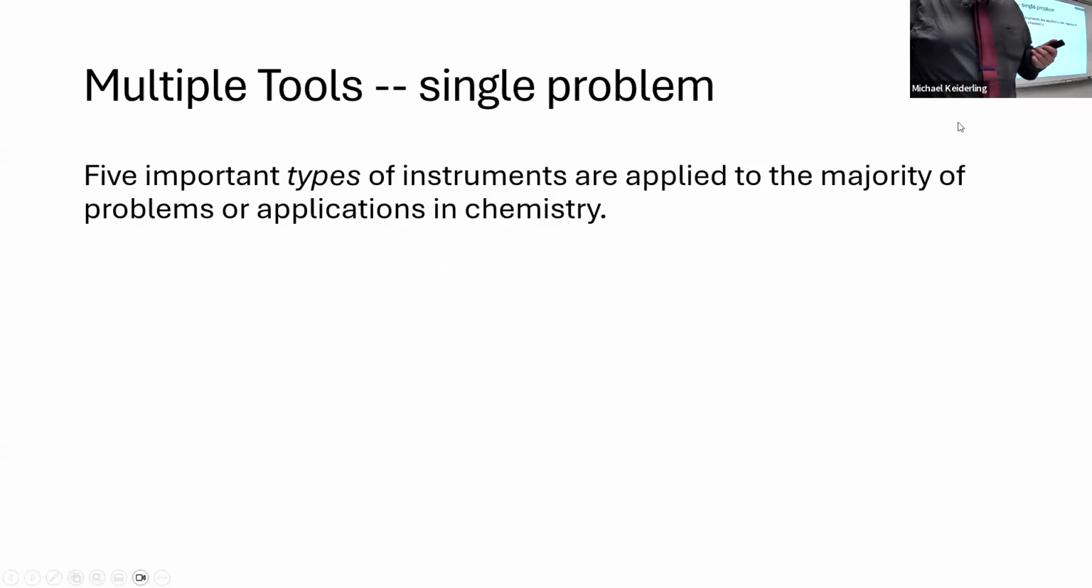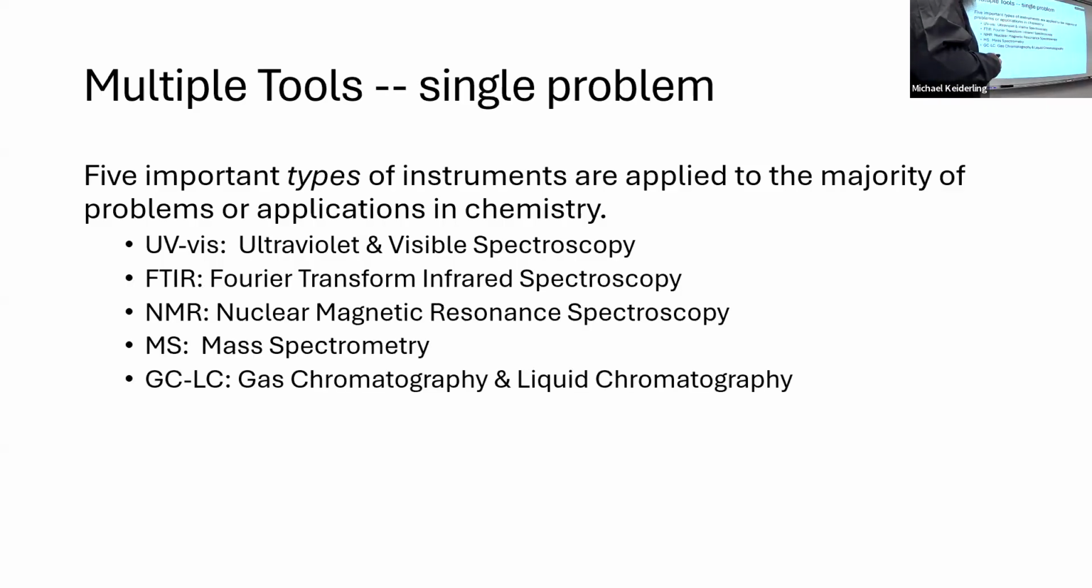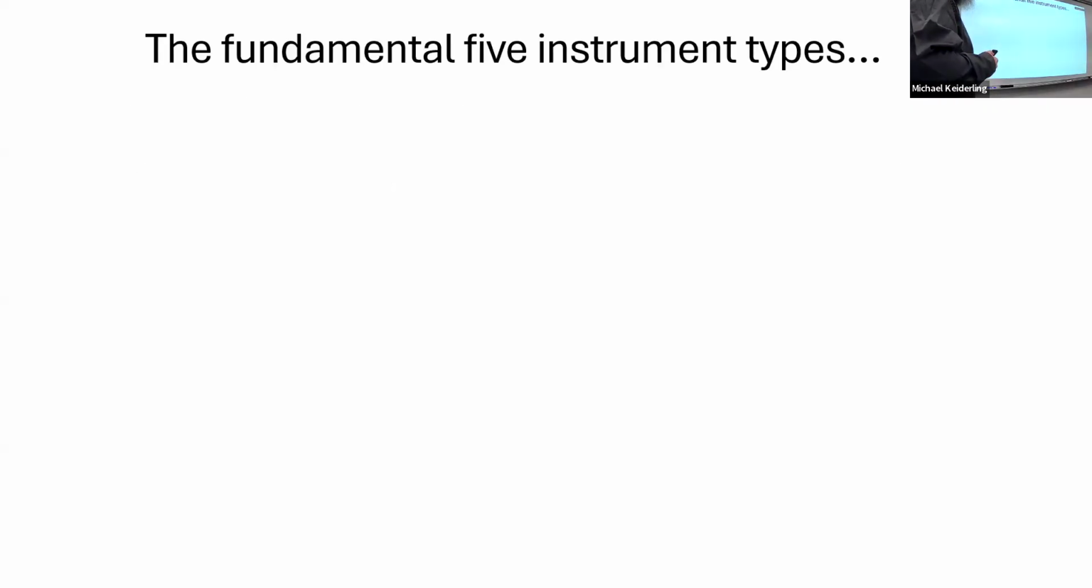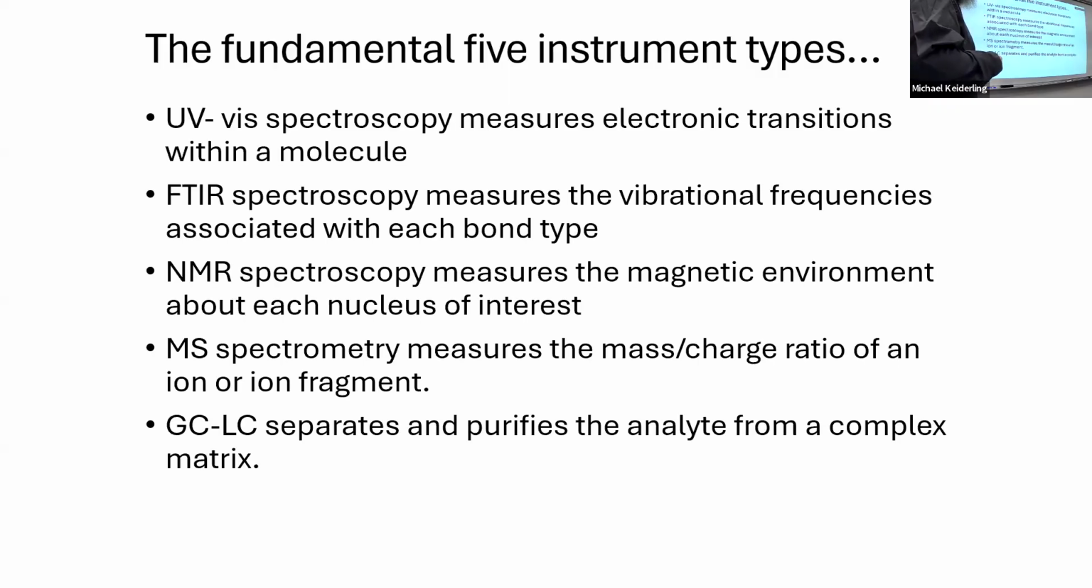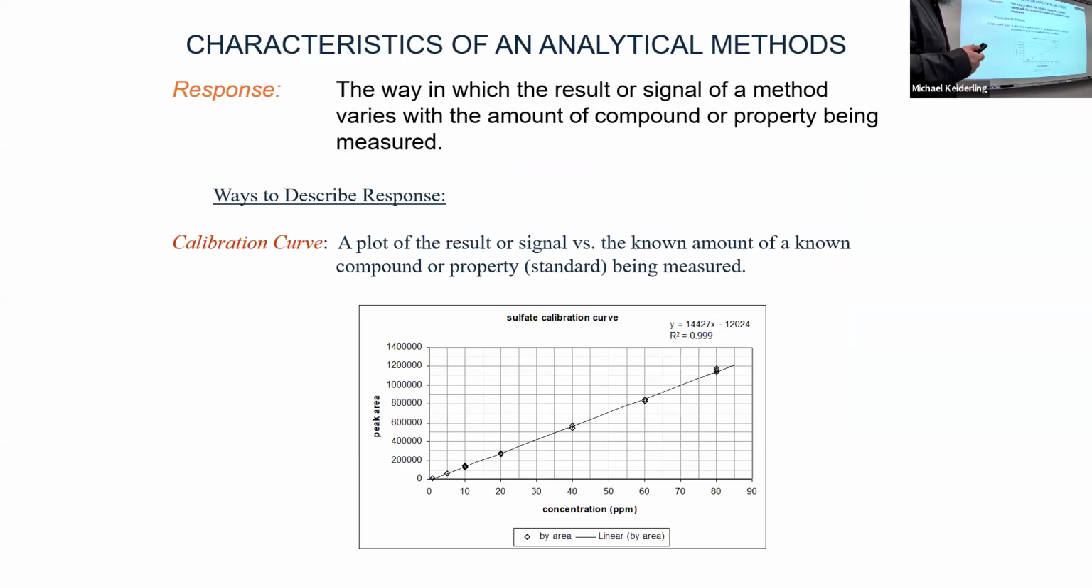So let's start with stuff from Chapter 1, a quick review of the different types of tools that might apply to a single problem. UV-Vis, FTIR, NMR, mass spectrometry, gas chromatography, and liquid chromatography. UV-Vis measures electronic transitions within a molecule. FTIR measures vibrational frequencies. NMR measures the magnetic environment around each nucleus. Mass spectrometry measures mass to charge ratio of an ion or ion fragment. And GC/LC separates and purifies the analyte from a complex matrix mixture. These are sort of the uses of those.